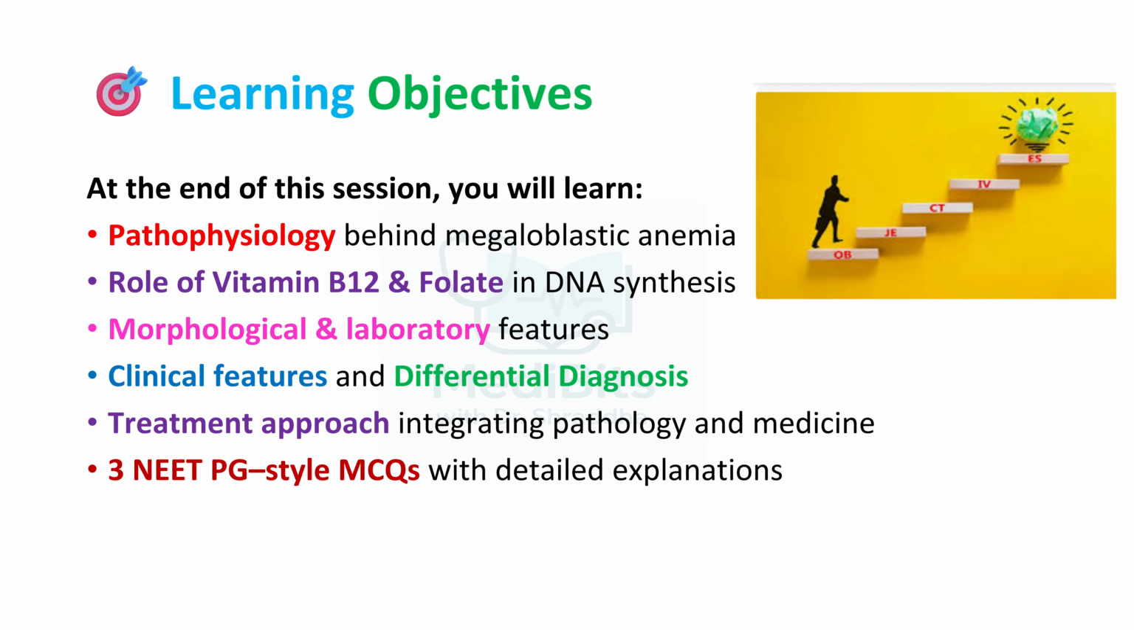So let's outline our roadmap for today. First, we will look at why megaloblastic anemia develops, that is the underlying pathophysiology. Then we will explore the biochemical link between vitamins B12 and folate and how they influence DNA synthesis. Next, we will move into the pathological features, what you will see on a blood smear and bone marrow aspirate, and then integrate that with clinical medicine including signs, symptoms and lab investigations. Finally, we will talk about treatment principles and consolidate your learning with 3 NEET style MCQs that mirror actual exam scenarios.